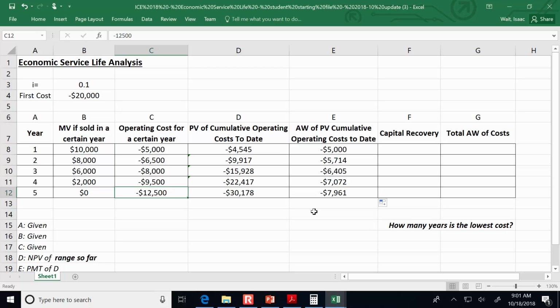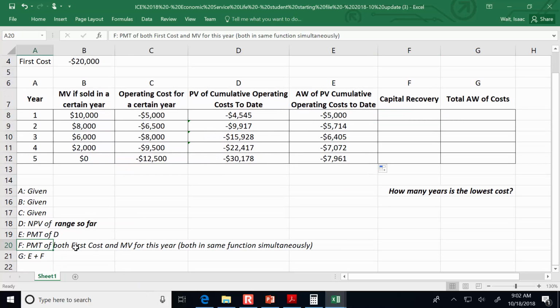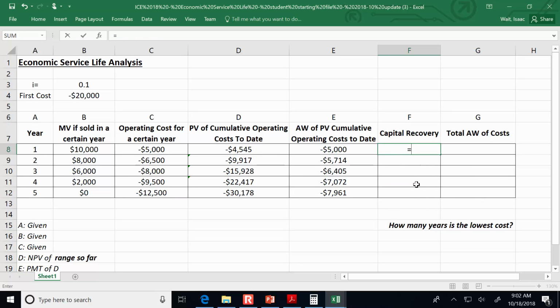Now remember, what are the two things that make the total cost? It's the capital recovery and the annual operating cost. So we have to do the capital recovery now. You'll notice here it's saying to do the payment function, but we're going to put two things into that function. We're going to put in the initial purchase price and the market value in the same function at the same time. So we're going to do PMT. We'll have our 10% interest rate. I'll anchor that reference so I can drag it down later. N is whatever row we're in, the year.